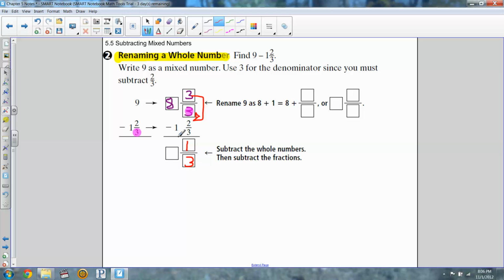Now I subtract my whole numbers. 8 minus 1 is 7. So my final answer is 7 1/3. This is renaming a whole number. I took my whole number, made it 1 less, and made my fraction with the denominator of the other number in my subtraction problem.